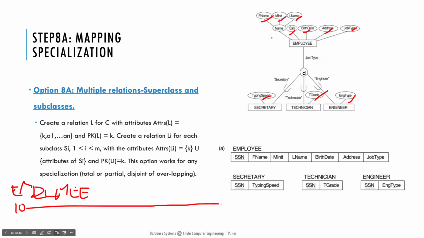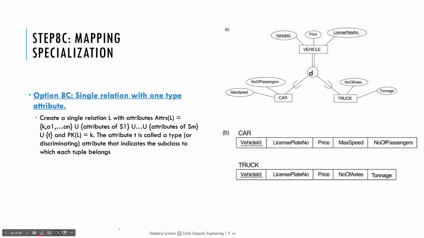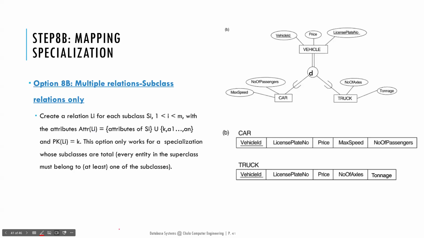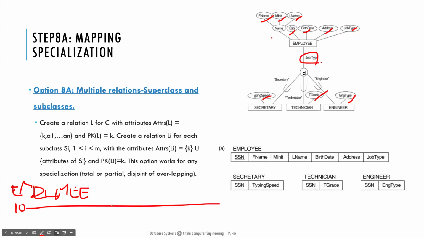All right. And then what I'll do next is that I know that job type is the discriminating one. So I will do job type. Let me show you how it looks. Subclass. Type. Wait. So I have these 10, and then I have this job type listed there, right? So I also have typing speed, T grade, engineering type.